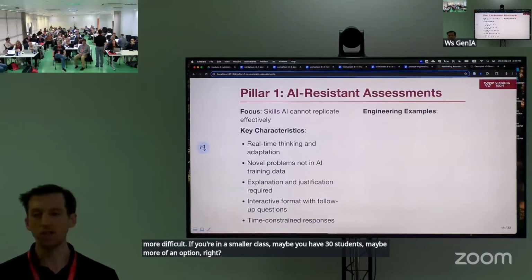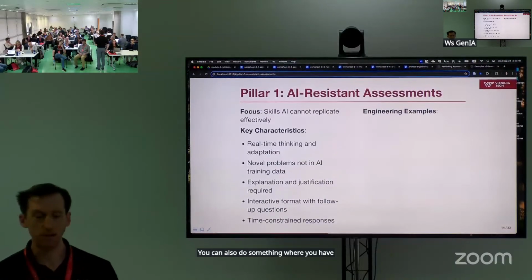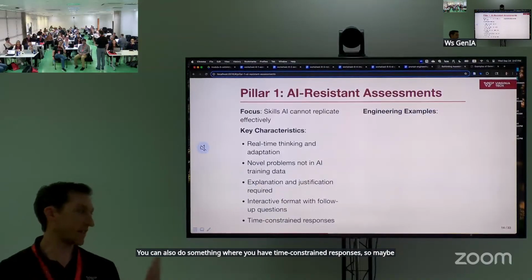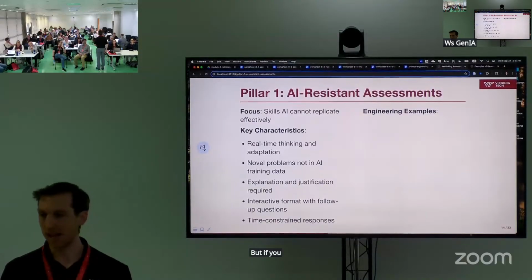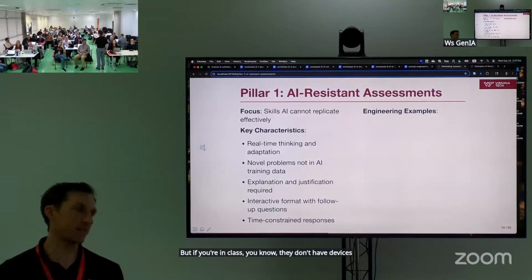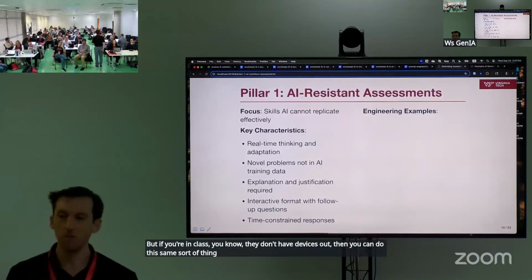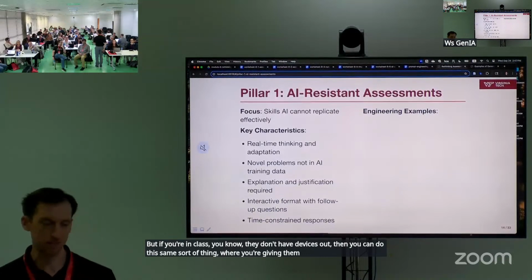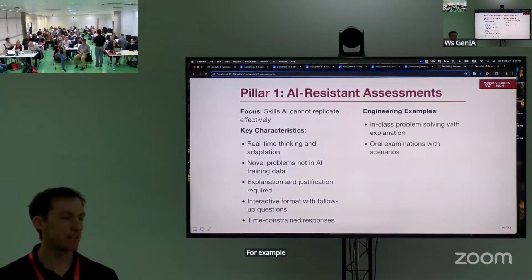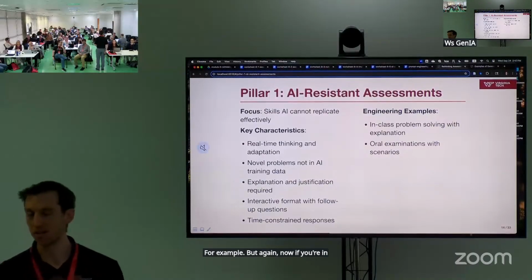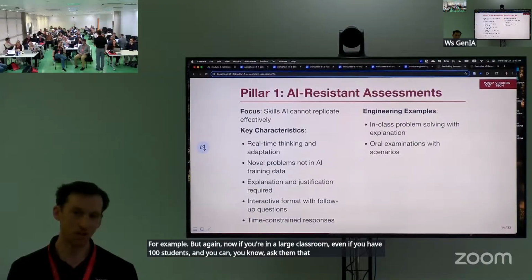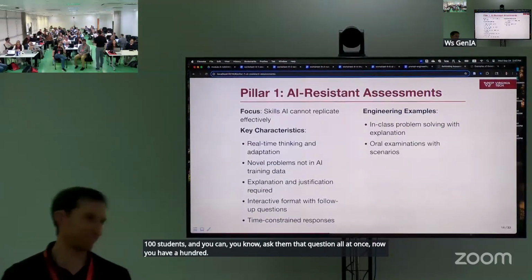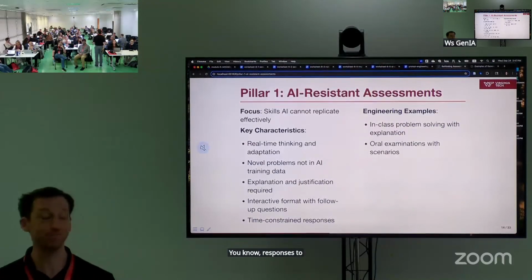You can also do something where you have time-constrained responses. So maybe it's not face-to-face, you asking students to explain themselves. But if you're in class and they don't have devices out, then you can do this same sort of thing, where you're giving them 20 minutes to explain some concept, for example. But again, if you're in a large classroom, even if you have 100 students and you can ask them that question all at once, now you have 100 responses to grade.